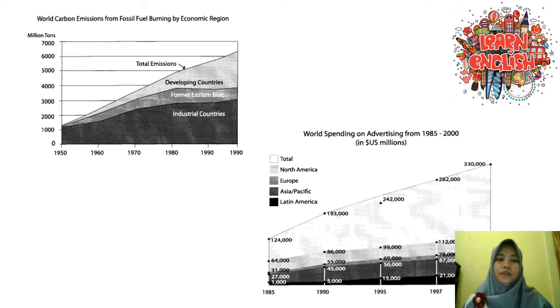Now, sometimes it becomes more complicated when you have this kind of graph, yeah. So, for example, this is about world carbon emission from fossil fuel burning by economic region. Here you have the horizontal information. It is presented year by year, and then you have the information about the amounts in million tons. So you have this color for industrial countries, then former Eastern Bloc and developing countries, and it shows you the total emission. Right.